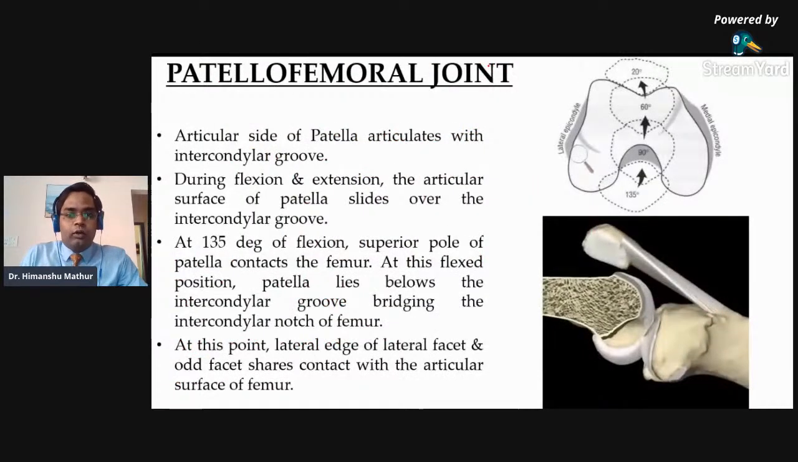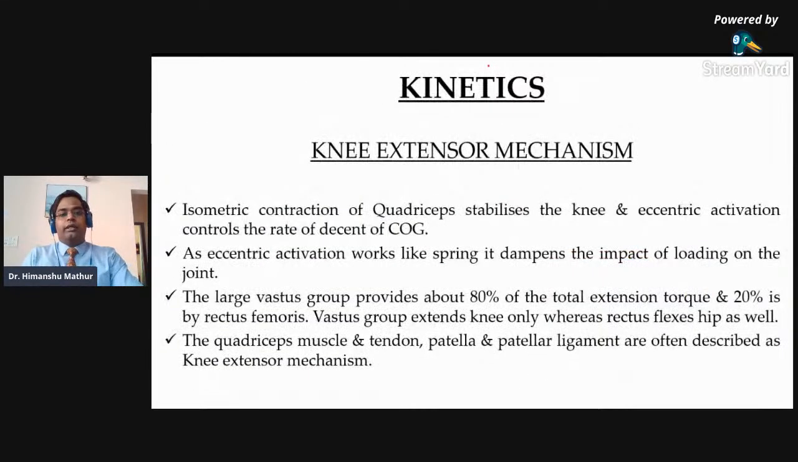Now coming on to today's topic. Today we'll be talking about the kinetics of the knee joint. Kinetics will tell you about the forces that are acting. We'll basically be talking about the muscles, because while talking about the muscles, we'll know on which forces the muscles are working and how much force they are applying.